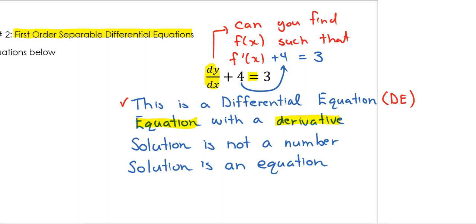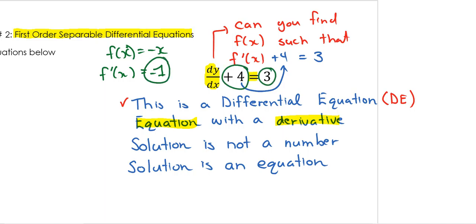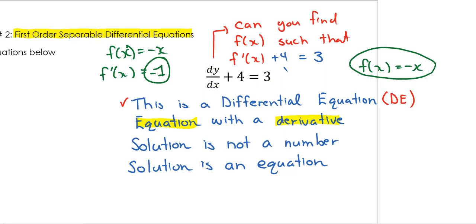I know when I went over this lesson in class, a lot of students guessed the answer to be f of x equals -x. And what's the derivative of f of x? Well, it's going to be -1. All right, so if I take -1 and add 4 to it, do I get 3? And the answer is yes. So my solution in this case could be f of x equals -x. This would be a possible solution to this differential equation right over here.